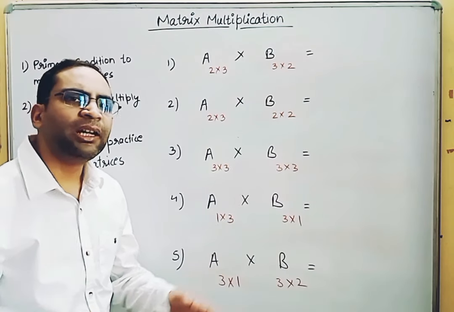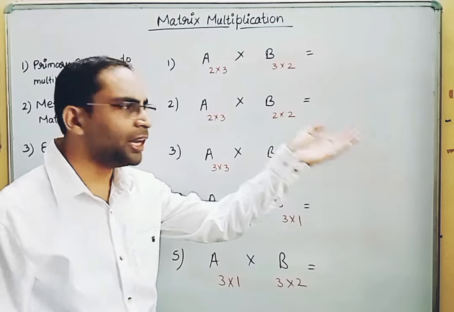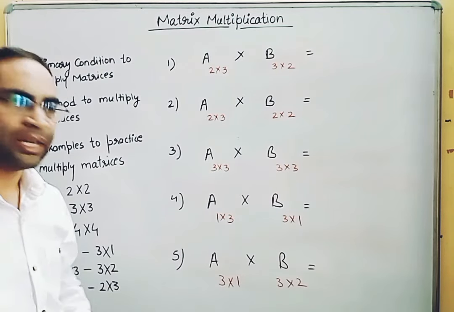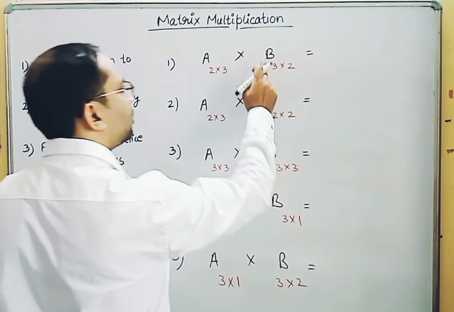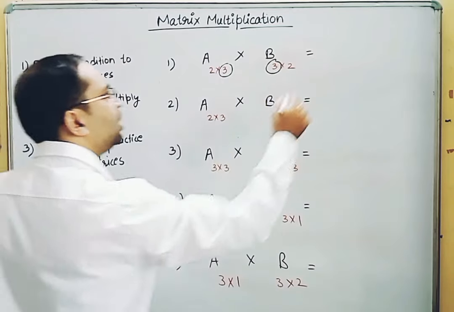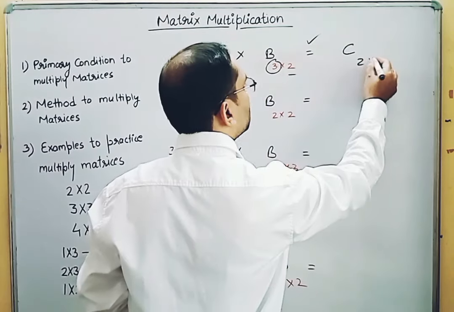To understand this primary condition well, let us see a few more examples and see whether we can multiply matrices or not, and what the order of the resultant matrix would be if we can multiply. Then we'll see the method. Let's check the first question. We have two matrices A and B. The order of A is 2 cross 3 and the order of B is 3 cross 2. Can we multiply these two? Here the column count is 3 and the row count is 3, both are the same. So yes, we can multiply, and the resultant matrix order will be 2 cross 2.